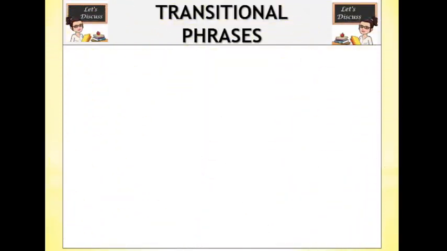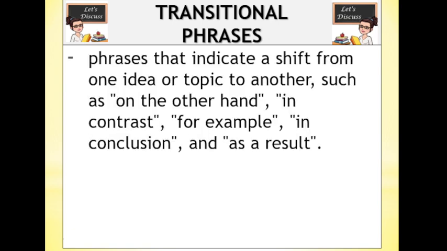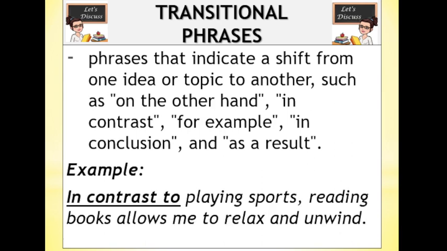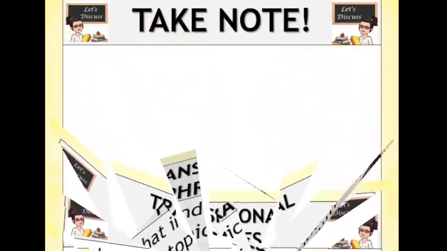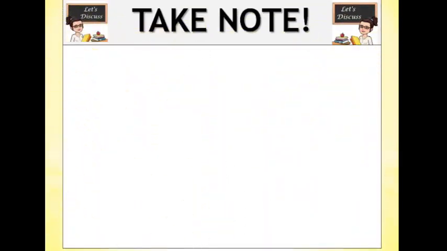The last one are the transitional phrases. Transitional phrases are simply phrases that indicate a shift from one idea or topic to another, such as on the other hand, in contrast, for example, in conclusion, and as a result. Example: in contrast to playing sports, reading books allows me to relax and unwind. And that ends our lesson on transitional devices.